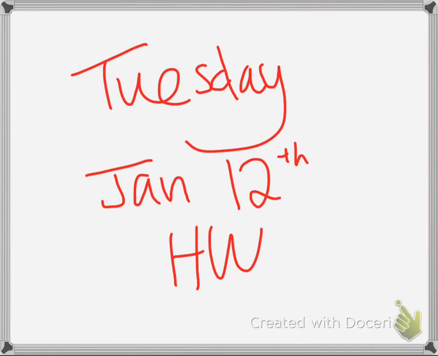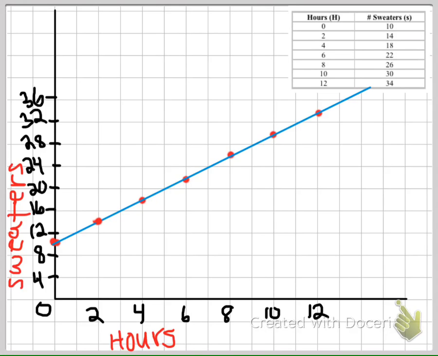Okay, this is homework for Tuesday, January 12th. You should have the linear worksheet, and by the time you're watching this video, that means you have already completed or attempted to complete the worksheet, and you are just here to correct your answers or learn maybe how to do a certain problem. Okay, number one asks you to graph the situation between sweaters sold and hours worked for Fiona. So here's my graph.